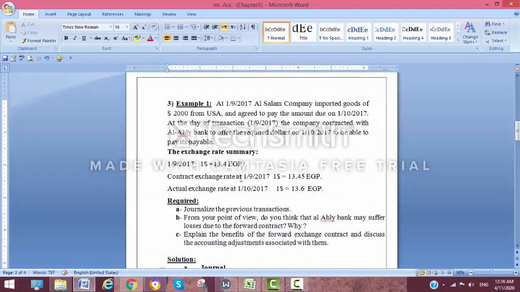This problem is example 1. On 1 September 2017, Assalam company imported goods, that means purchased inventory, of $2,000 from the USA and agreed to pay the amount due on 1 October 2017. On the day of the transaction, 1 September 2017, the company contracted with Al Ahli Bank to offer the required dollars on 1 October 2017 to be able to pay its payable.